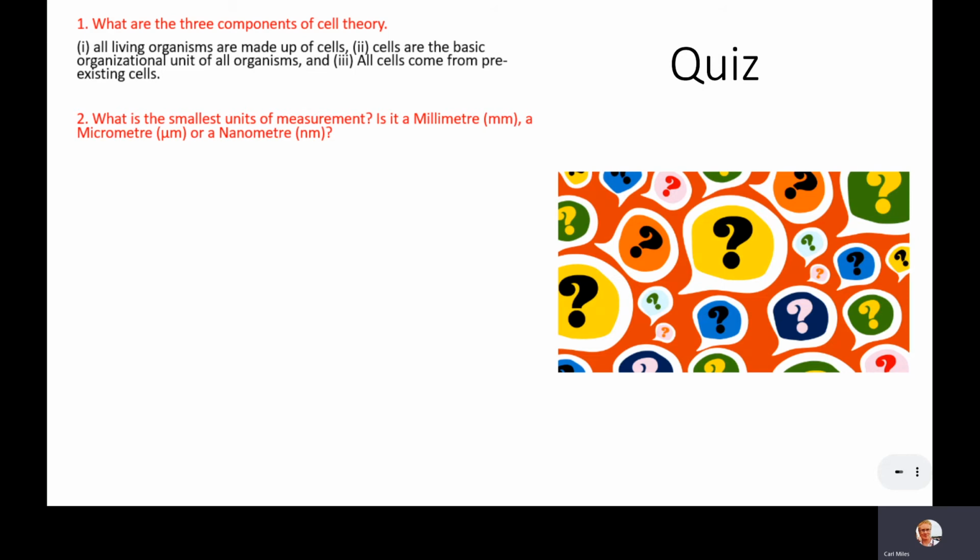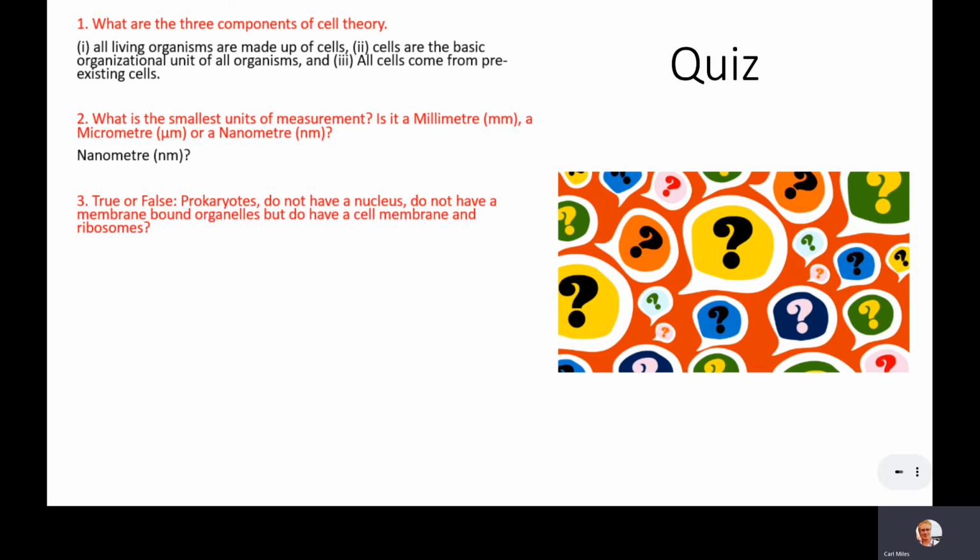So let's see if we can remember when we were talking about units of measurement. What's the smallest unit of measurement? Is it a millimeter, a micrometer, or a nanometer? Have a think of those 3, which it is. Well, it's a nanometer. A nanometer is our smallest unit.